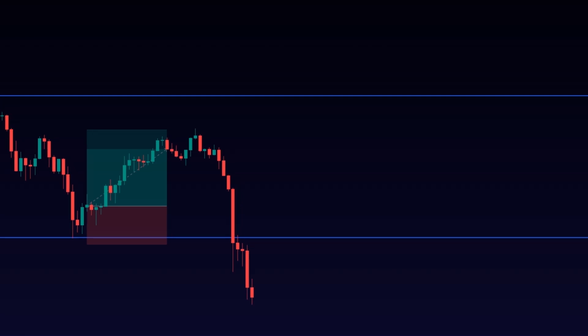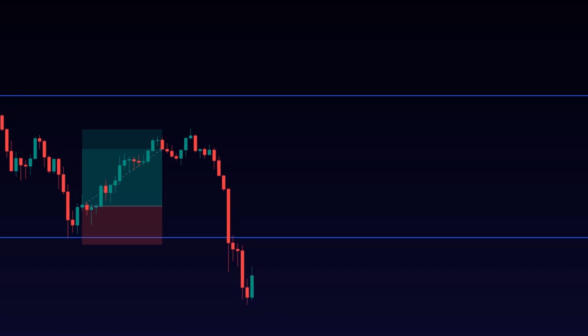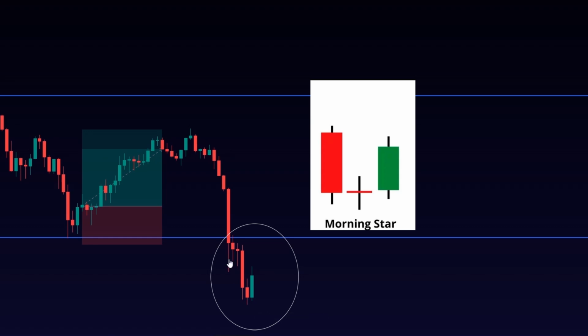Now we have a very small-bodied candle. And here we have an engulfing candle completing our morning star pattern. We enter a buy or long trade here.